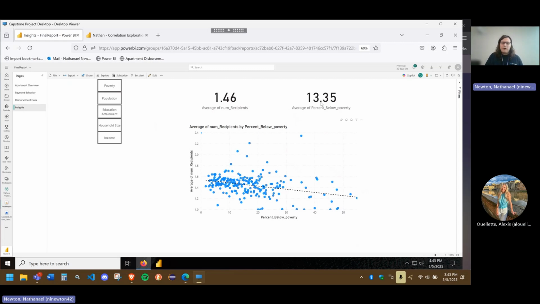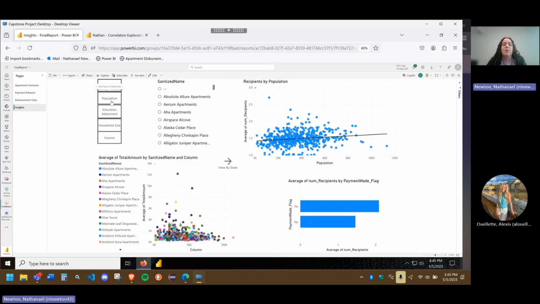And I put two little cards on the top so that we could see the average number of recipients and the average percentage below poverty. And you could also see these cards will change if you click on any of the individual points, so that you can get a more accurate read on what is going on based on a specific poverty level.